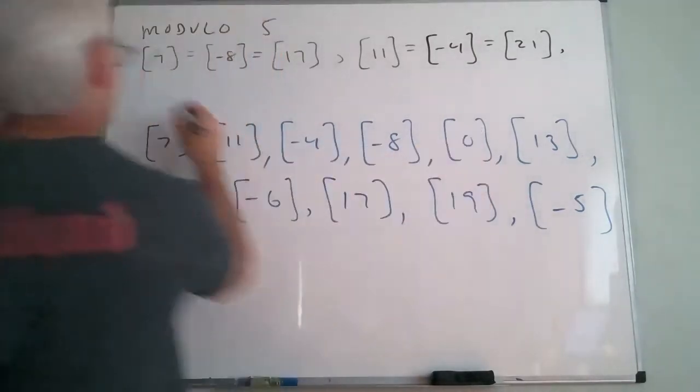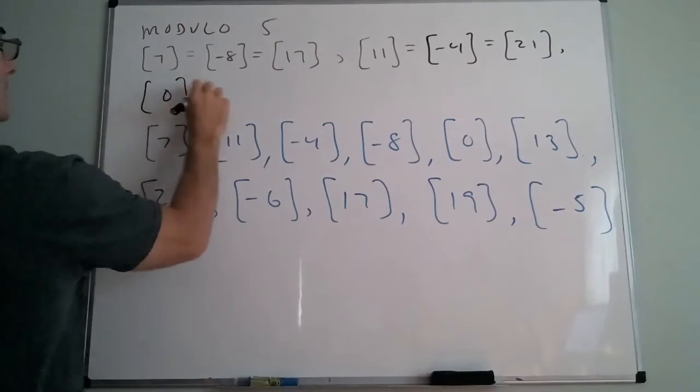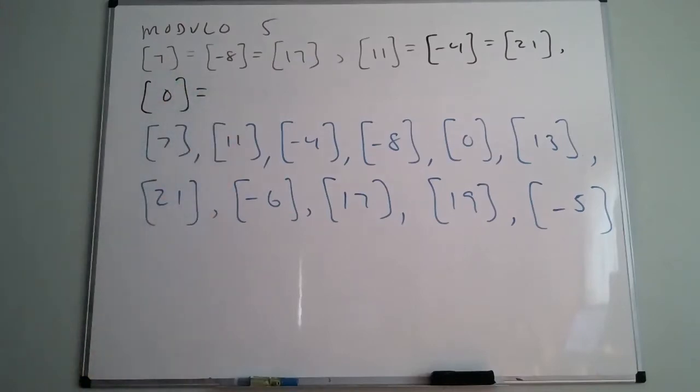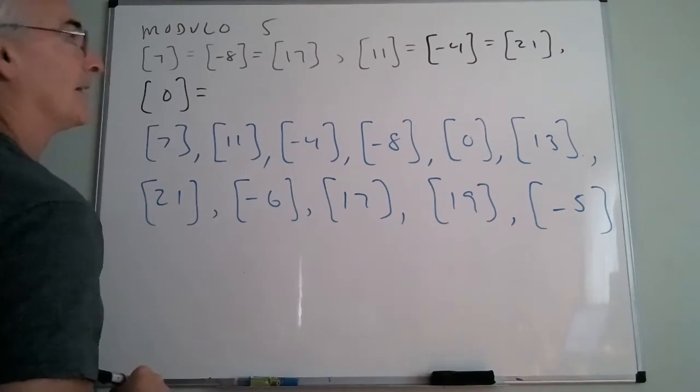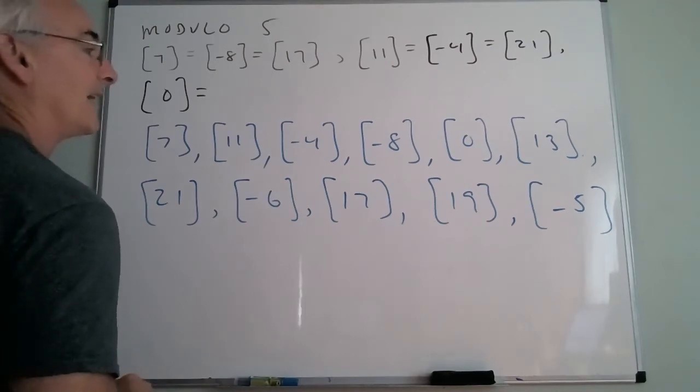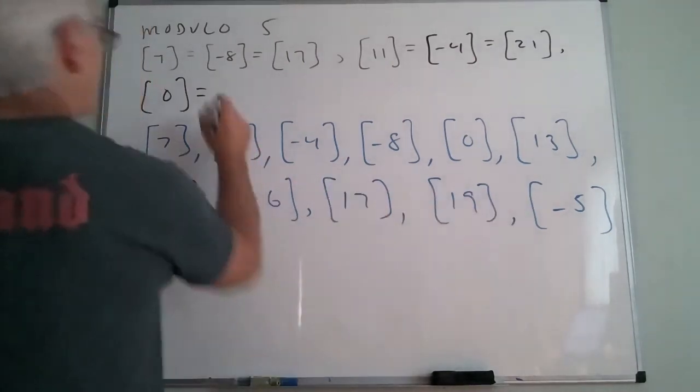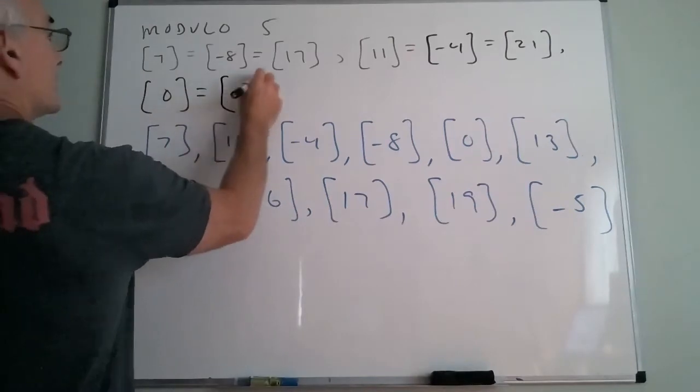So let's go with 0 as the next one. Are there any that are equivalent to 0? So 0 would be all the numbers that are evenly divisible by 5. That would probably be the easiest set to identify. Is there anything up here? It would just be 0 and -5. -5, good.